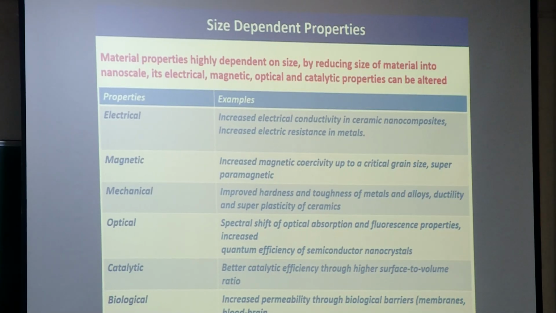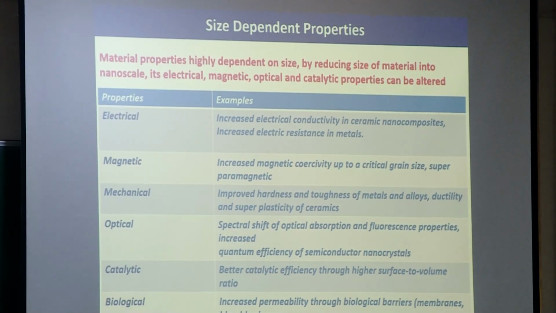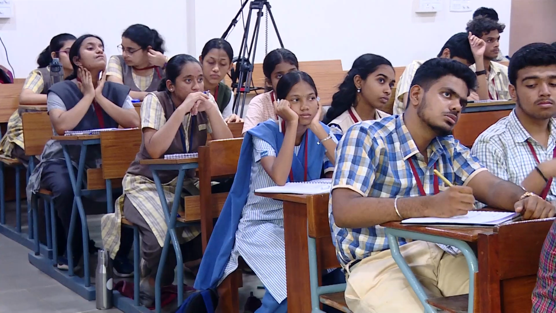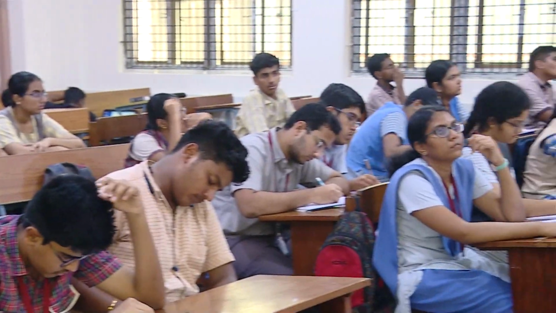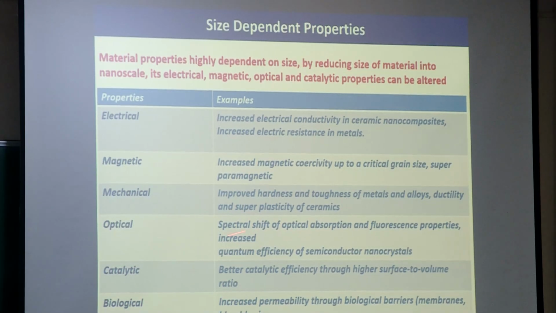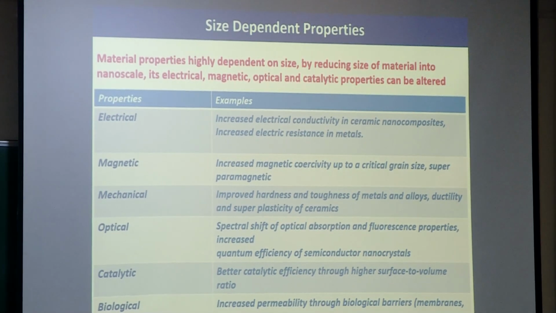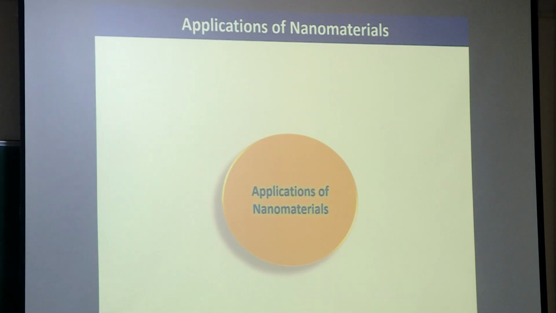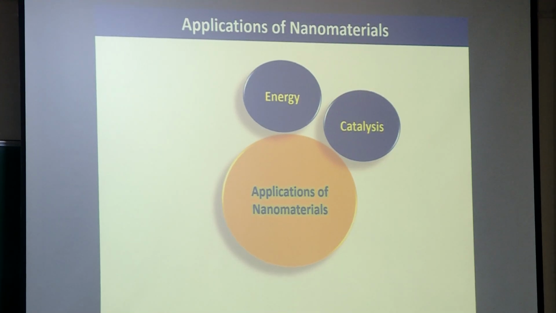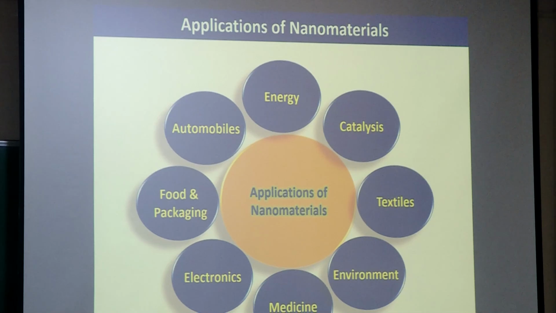You can have modified electrical properties, magnetic, mechanical, catalytic, which we are interested in. All these changes happen because the higher surface to volume ratio comes into effect. In some cases, mostly optical, the quantum size effect plays a role. So because of the size dependent property, you can apply them there. You can use them for various applications like energy, catalysis, textiles, medicine, and various other areas.